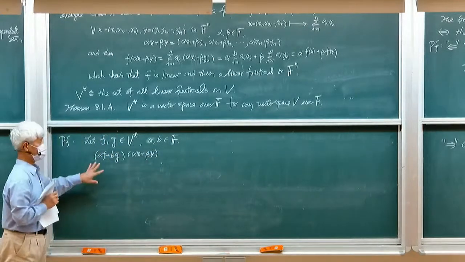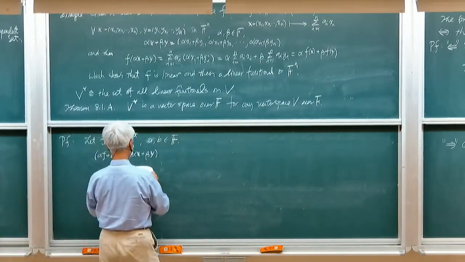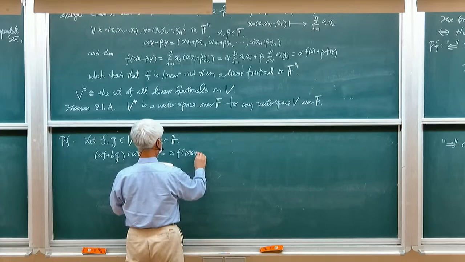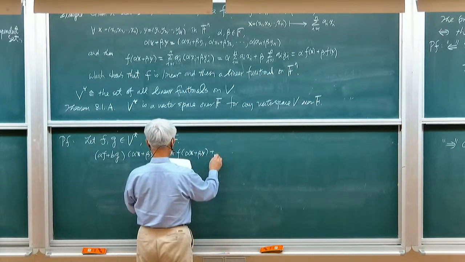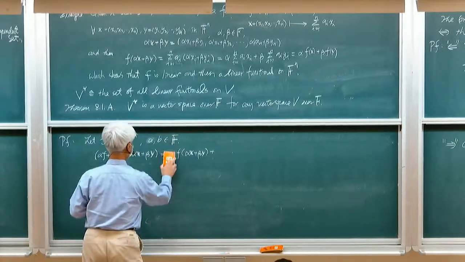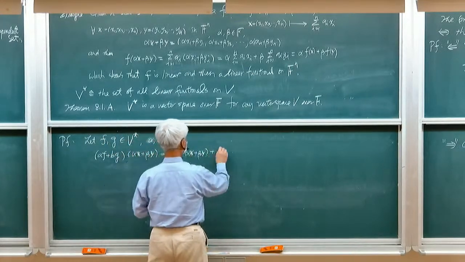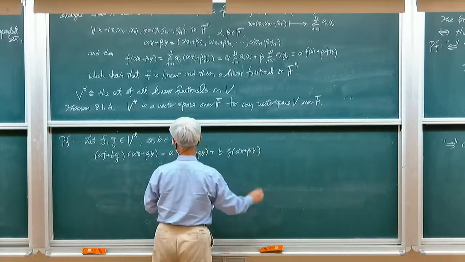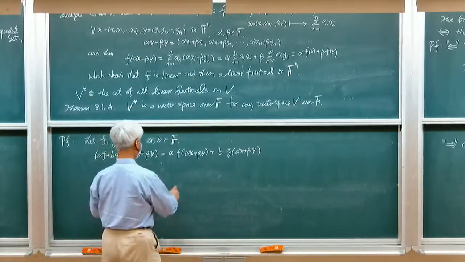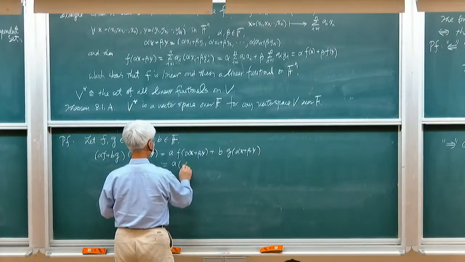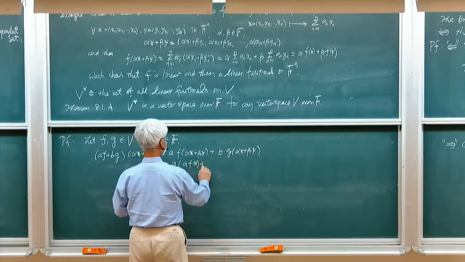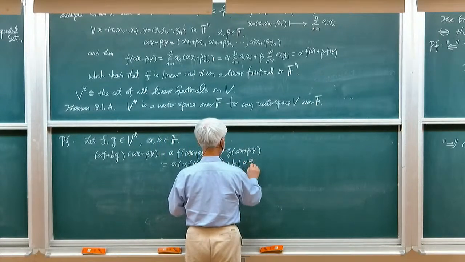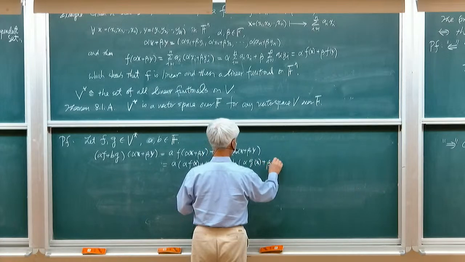Okay, so we operate it, and this is equal to a f of alpha x plus beta y, sorry, it's not alpha, a and the b of g of alpha x plus beta y. Okay, by definition, and this is a times alpha f of x plus beta f of y, plus b times alpha g of x plus beta g of y.